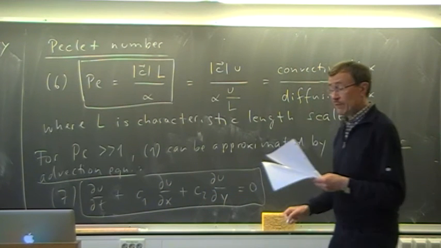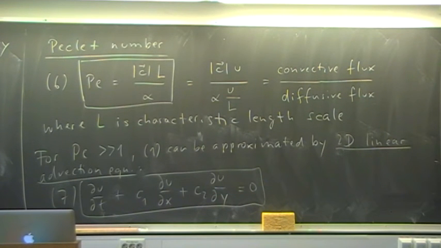And likewise, if the Peclet number would be much smaller than 1, then we could neglect the convection, and then we would get the 2D diffusion equation. So then you can see the different limits that we can describe by the convection diffusion equation. And let's see.